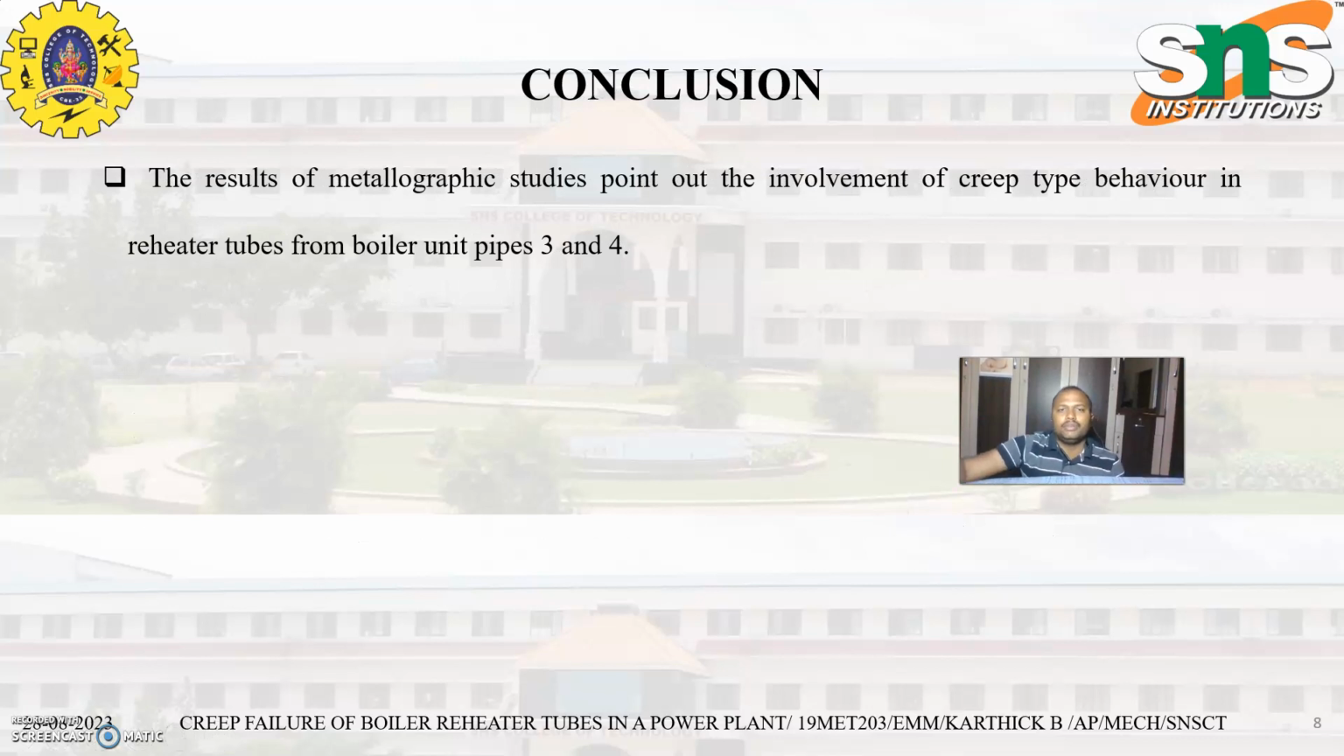The next thing to speak about in the conclusion is that the result of the metallographic studies shows that creep failure is the major failure that happens. As I already said, creep only occurs at a high temperature. Here the boiler pipes of units 3 and 4 are heated at high temperature and also high pressure, so the thermal stresses come into the picture. So we can finalize that creep is the only failure mode that occurs.